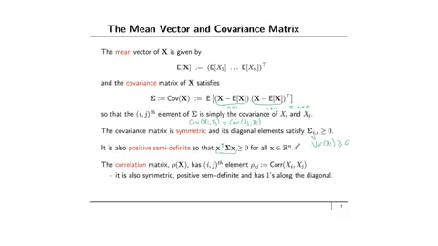The correlation matrix, rho X, is similar to the covariance matrix, except it has as its ijth element the correlation of Xi with Xj. It is also symmetric, positive semi-definite, and it has ones along the diagonal. And just to remind ourselves, the correlation of Xi and Xj is equal to the covariance of Xi and Xj divided by the square root of the variance of Xi times the variance of Xj.